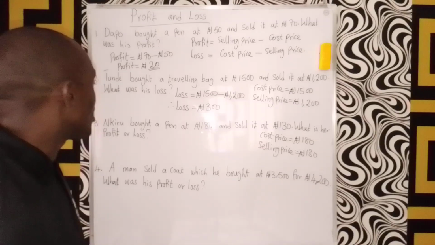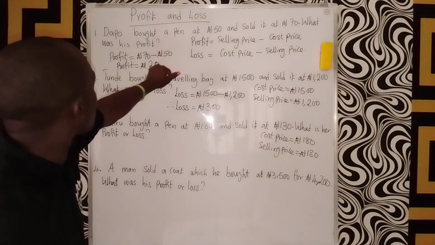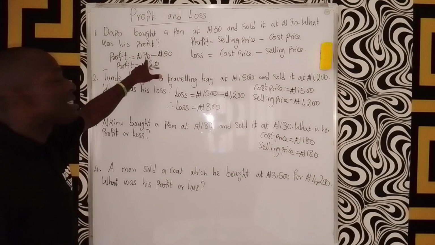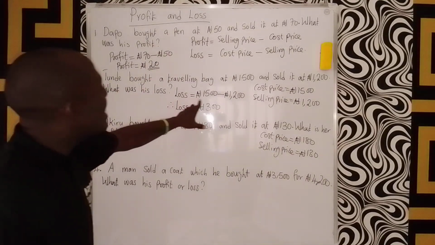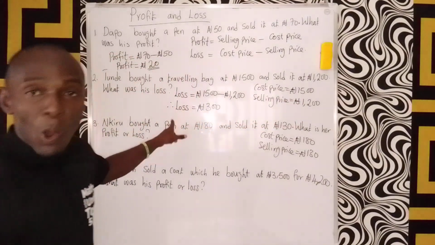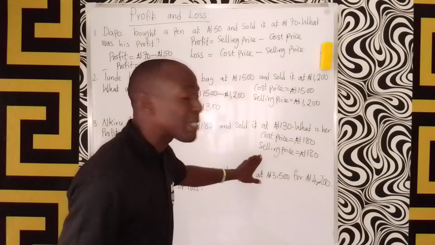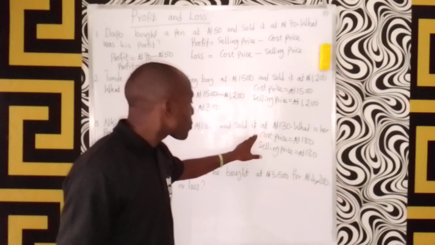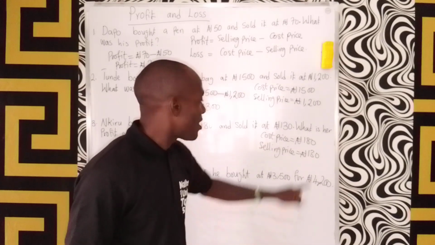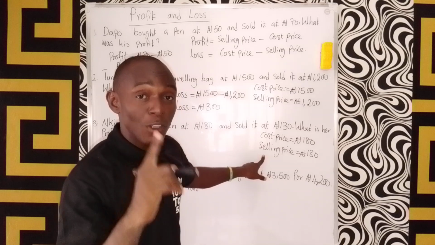What is the easiest way to know whether to solve for profit or for loss? If you observe from the first question, when the selling price is bigger than the cost price, you're calculating the profit. Same thing here: when the cost price is bigger than the selling price, you're calculating loss. So whichever one is bigger will tell you what you're calculating. So 180 and 130, which one is bigger? It is 180. Cost price is bigger than selling price, so you're calculating for loss.